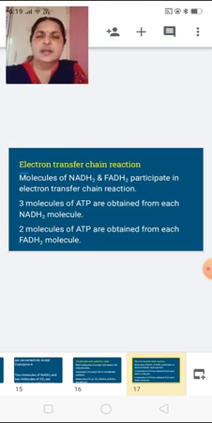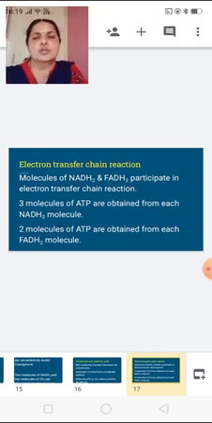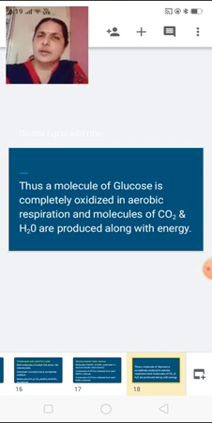Now these two, NADH2 and FADH2, take part in the third step, the electron transfer chain reaction. From each NADH2, 3 molecules of ATP are formed, and from each FADH2, 2 molecules of ATP are formed. From this, the glucose is completely oxidized, and you get carbon dioxide, water, and energy is produced.